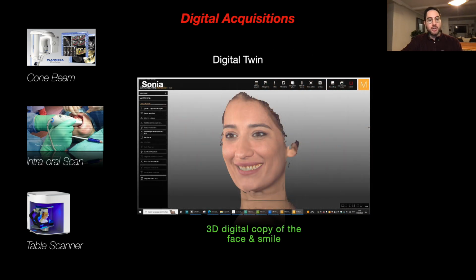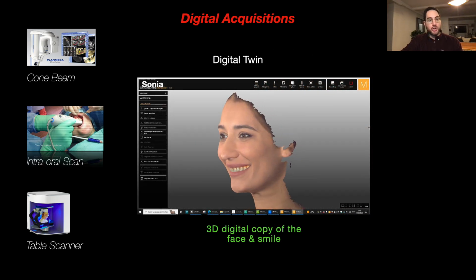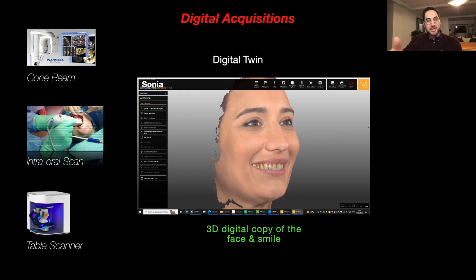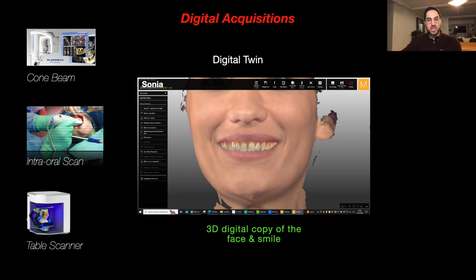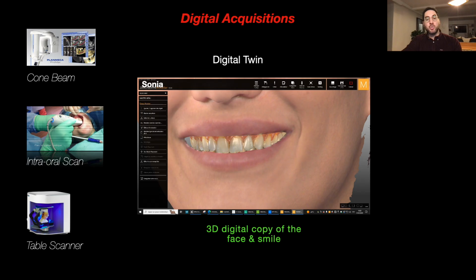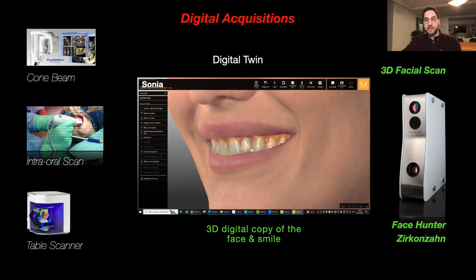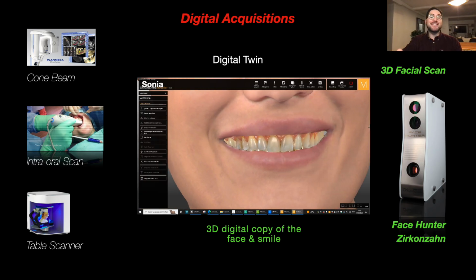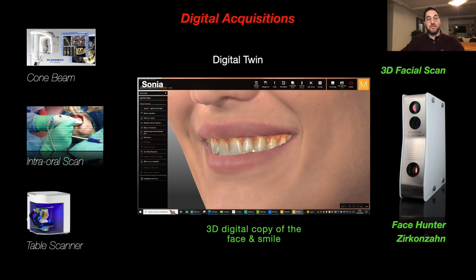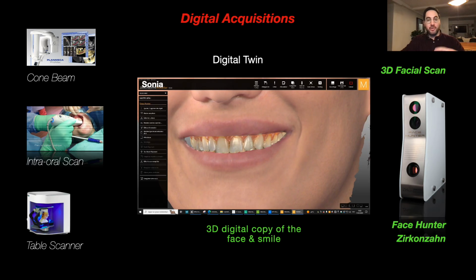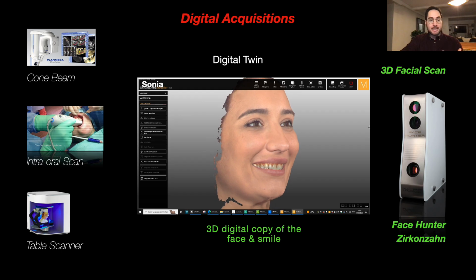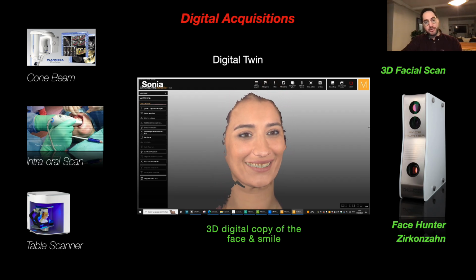And today, in routine practice, we can achieve 3D optical scans, 3D digital copies of the patient's face and smile. What you see here is a digital twin, the digital clone of the patient, which is made possible in our daily practice by the Face Center system developed by Zirkonzahn. With this digital clone, we can plan virtually any treatment, whether for teeth, for implants, for bone reconstruction, for soft tissue regeneration. So let's see how it works.